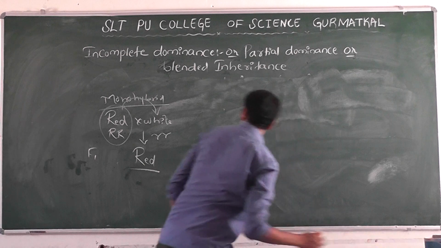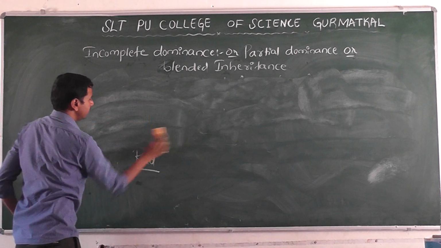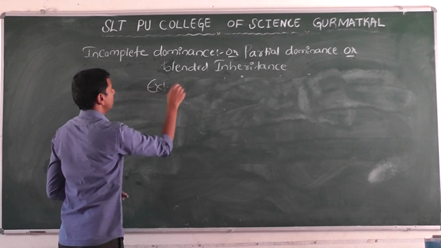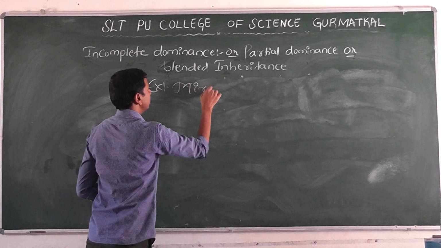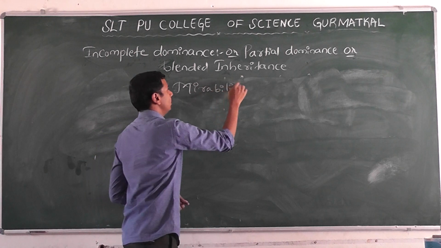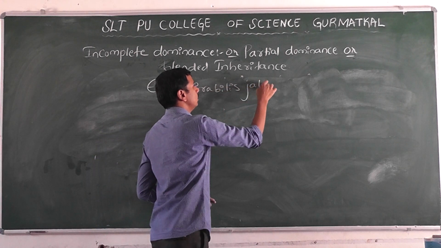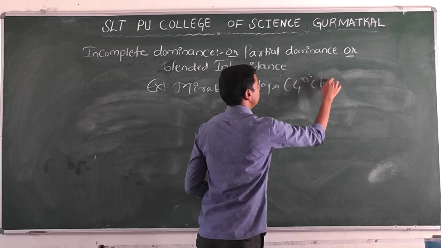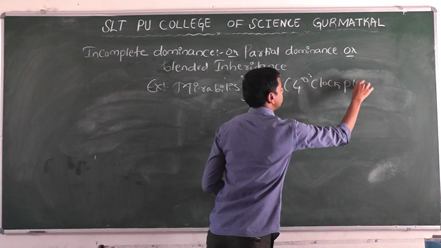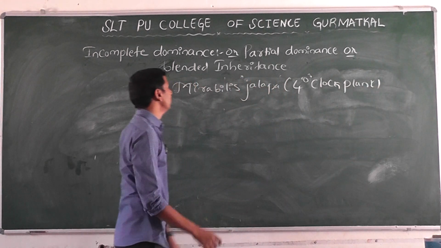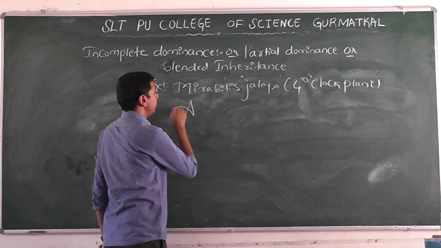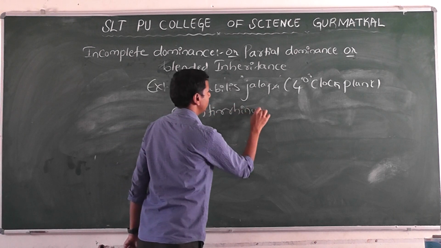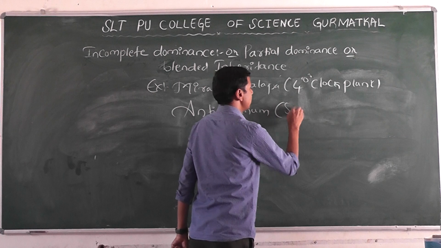Here we have taken two examples. One is Mirabilis jalapa, otherwise called the four o'clock plant. There is one more example, Antirrhinum, which we also call the snapdragon.